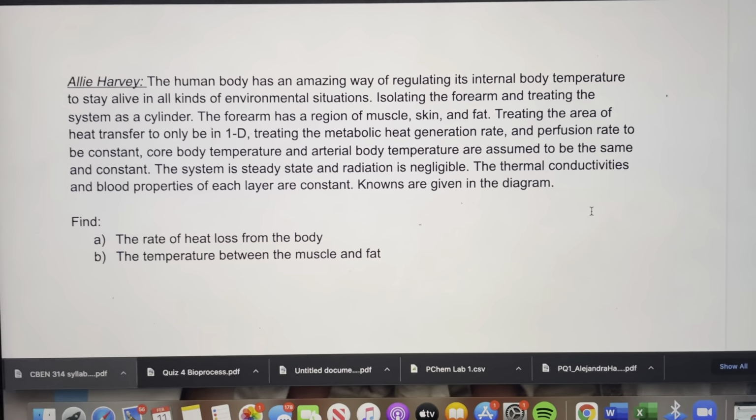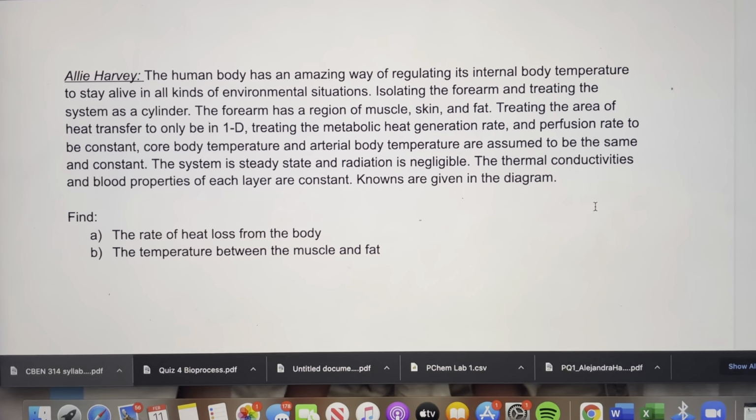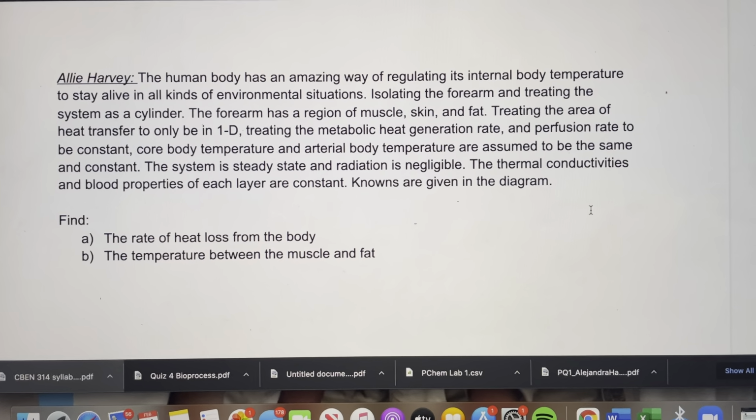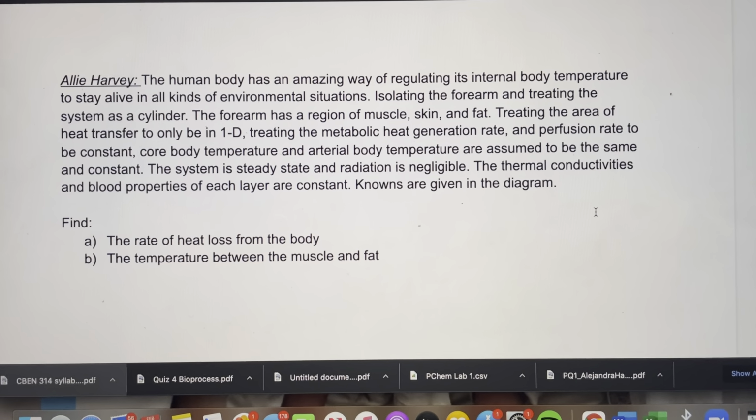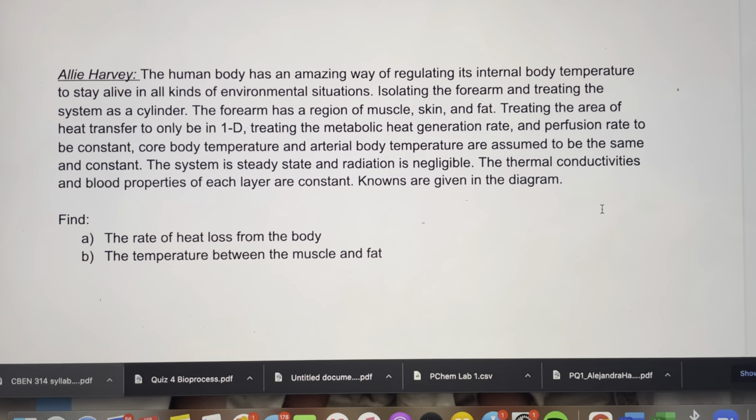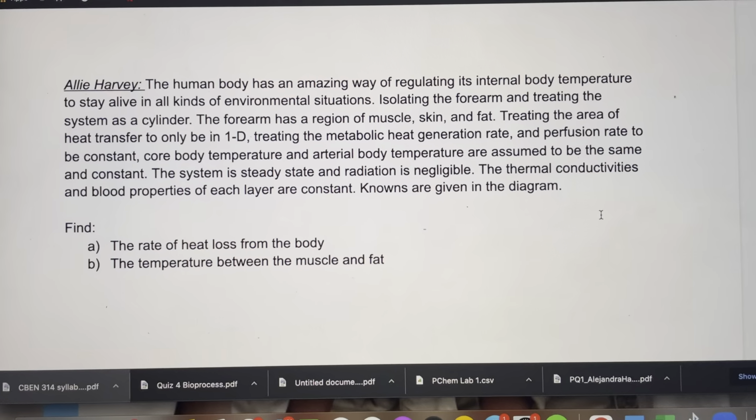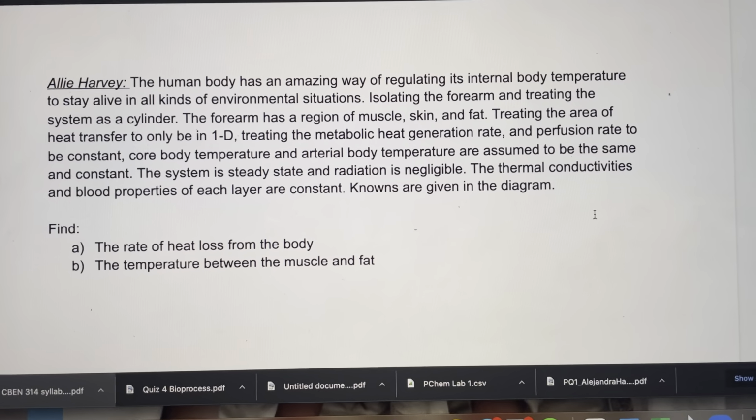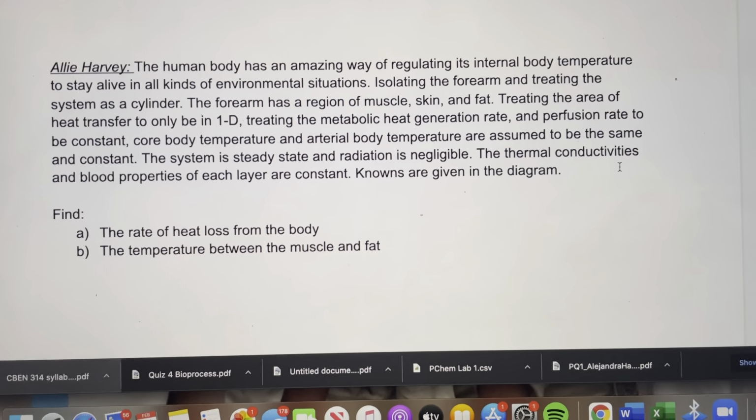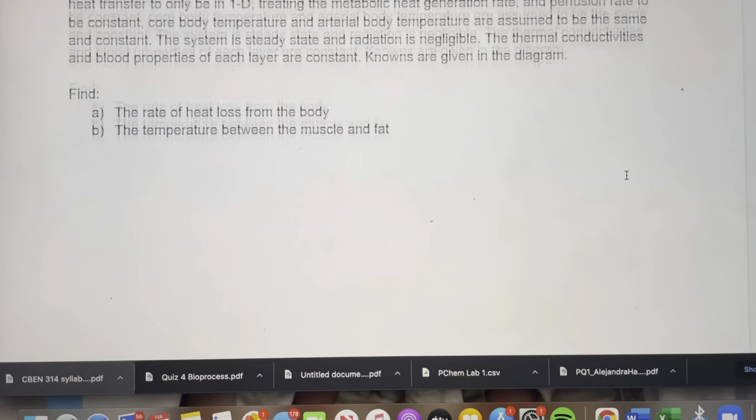Okay, for my chapter 3 problem, we're going to be looking at the human body and its way of regulating internal body temperature and quantifying the heat loss from the body and temperature at a specified location. So in a problem like this, we have to have a whole set of knowns, and it's the same overall heat transfer equation, but it's the way the resistance is calculated that will be different here.